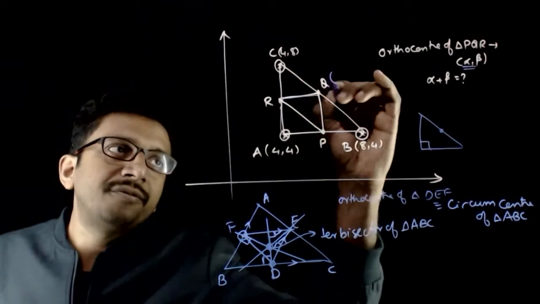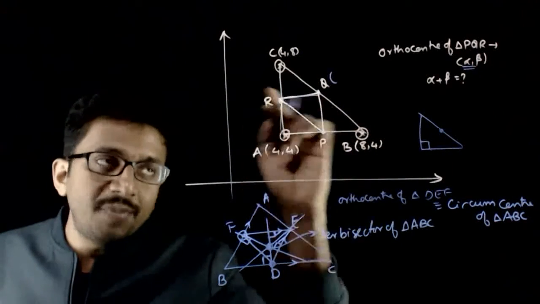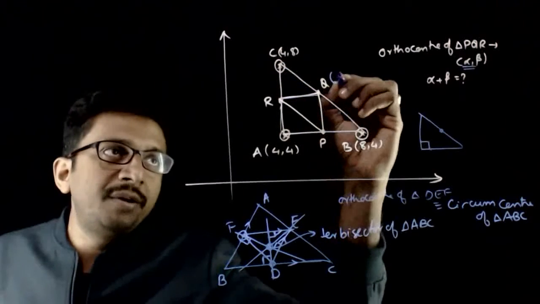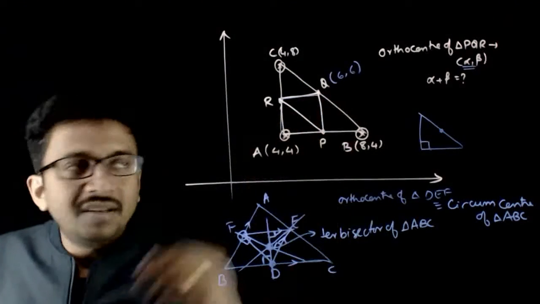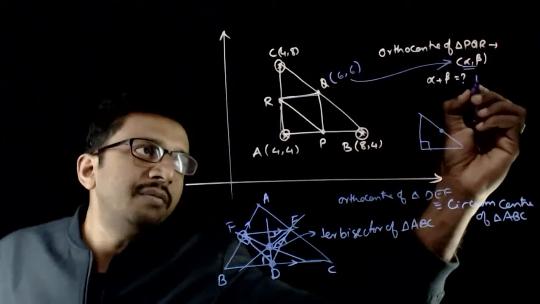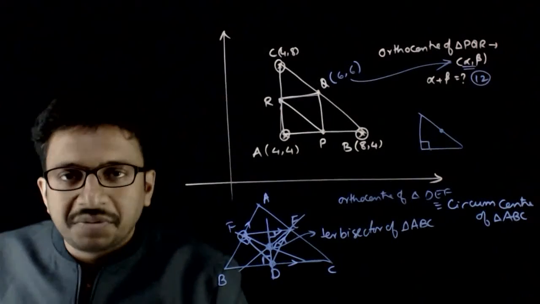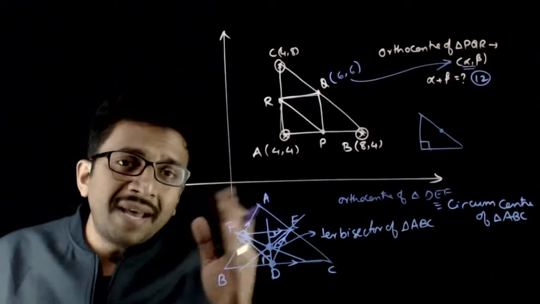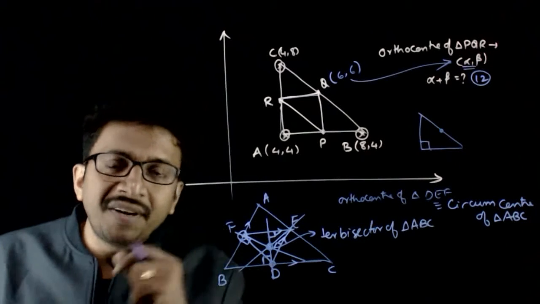So the midpoint of the hypotenuse is nothing but (8 plus 4) by 2, which is 12 by 2, that is 6, and (4 plus 8) by 2, which is 6. So this is my (alpha, beta). So alpha plus beta is equal to 12, which is the answer to this question. You can also analyze this question in a different way.